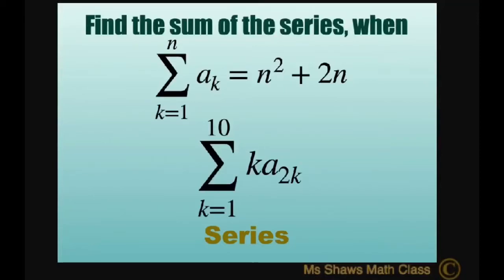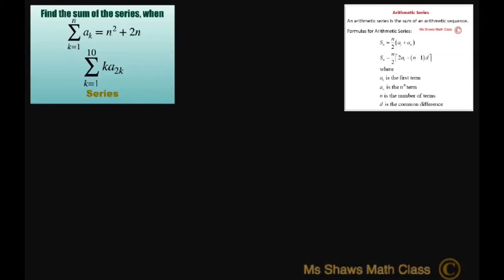Everyone. We're going to find the sum of the series when we have the sum from k equals 1 to n of a sub k equals n squared plus 2n. And the sum we want to find is the sum from k equals 1 to 10 of k times a sub 2k. So let's see what we have here. Let's expand this a little bit, see what we have.